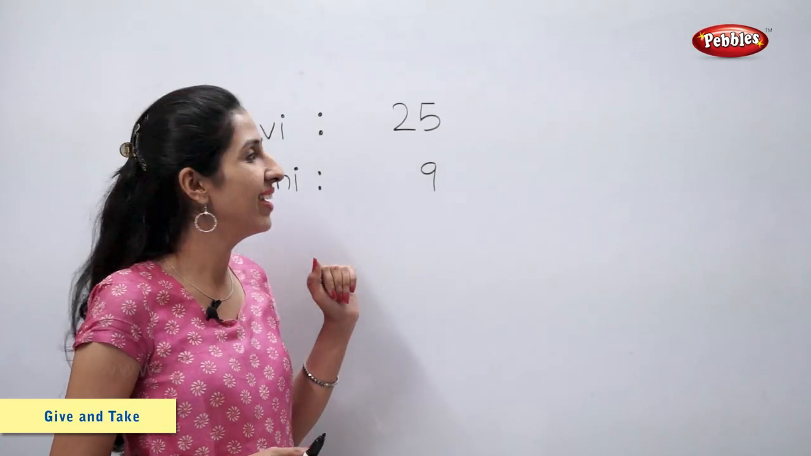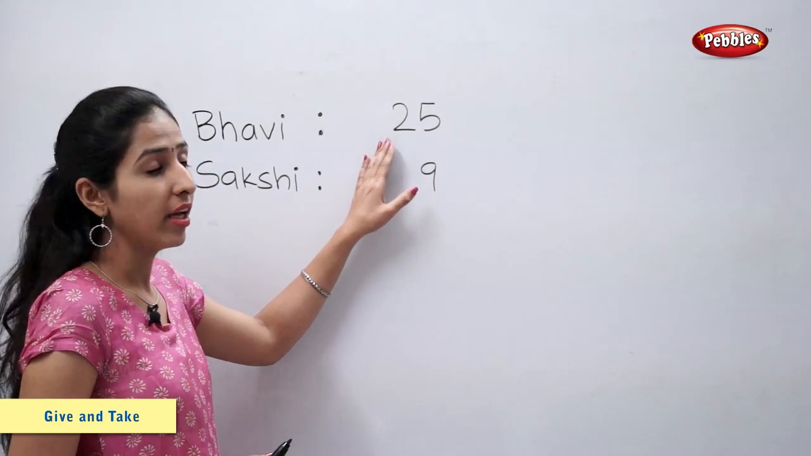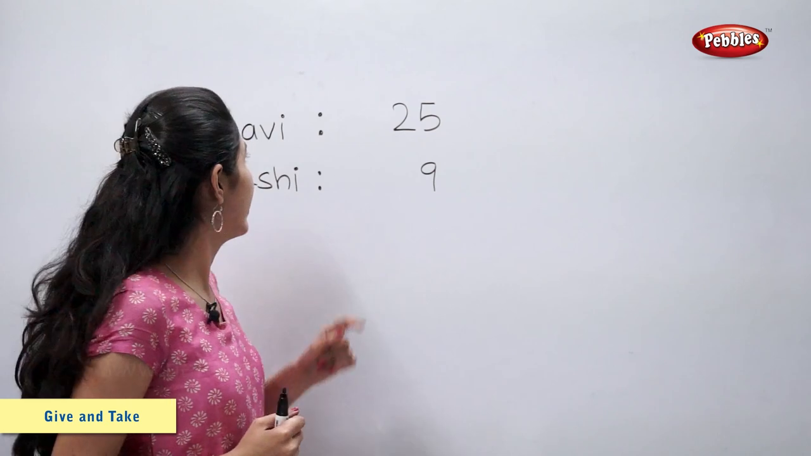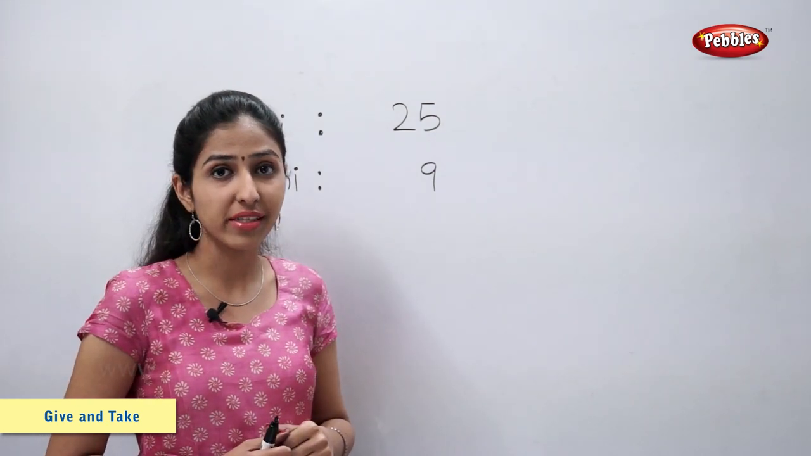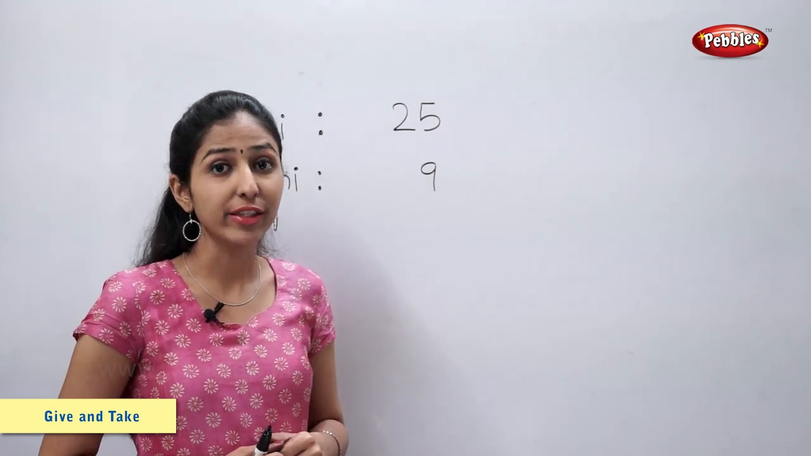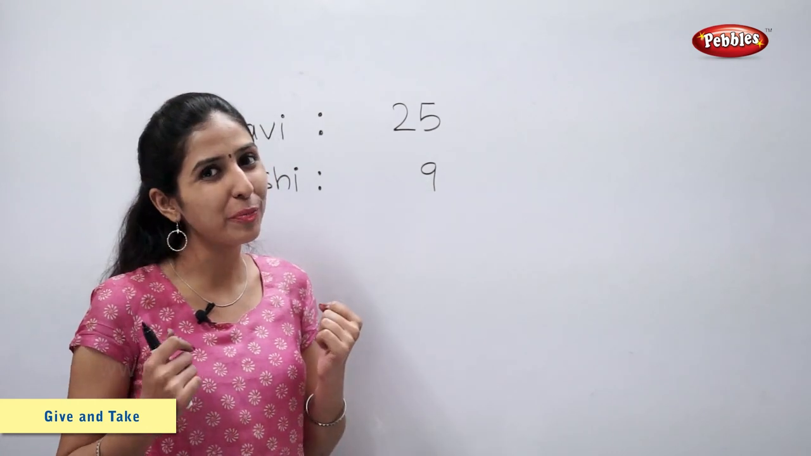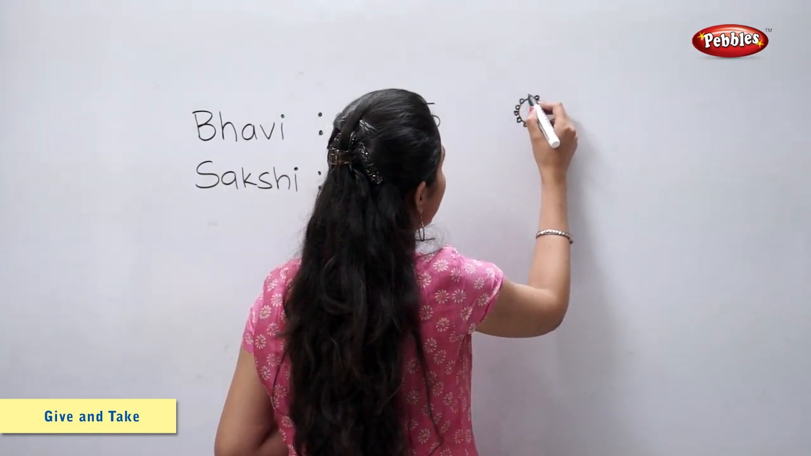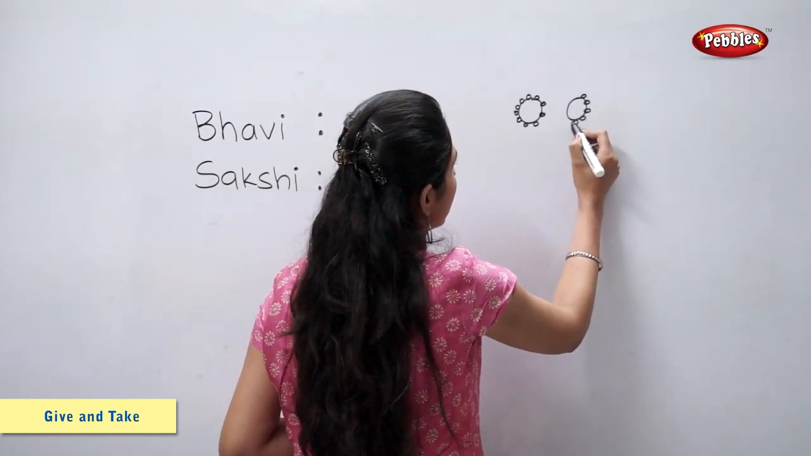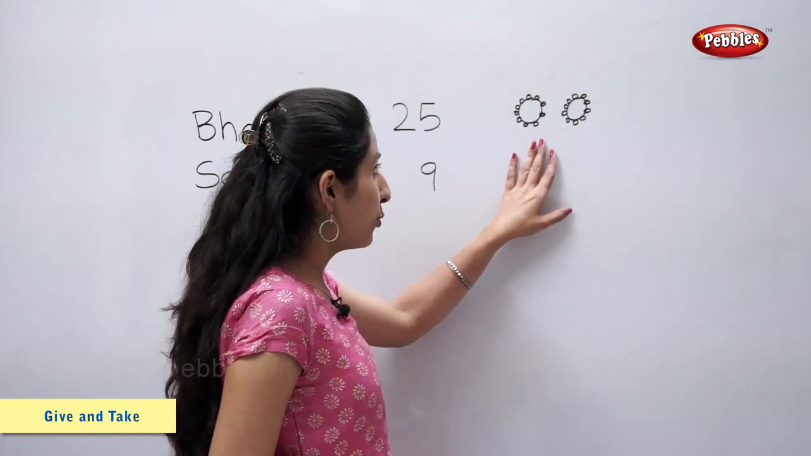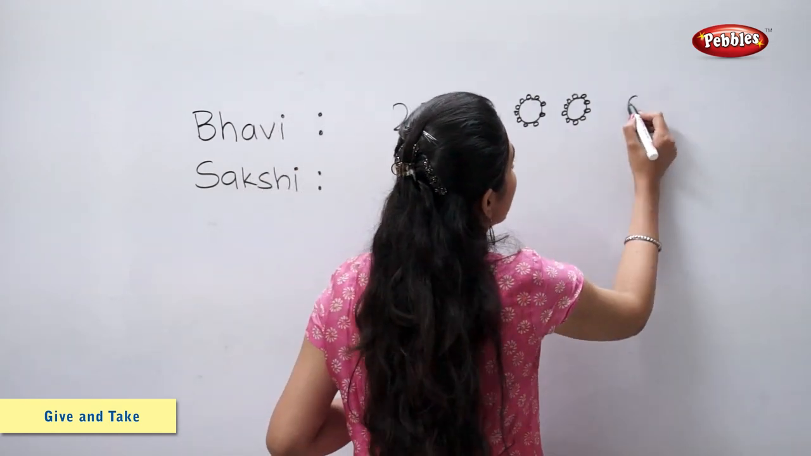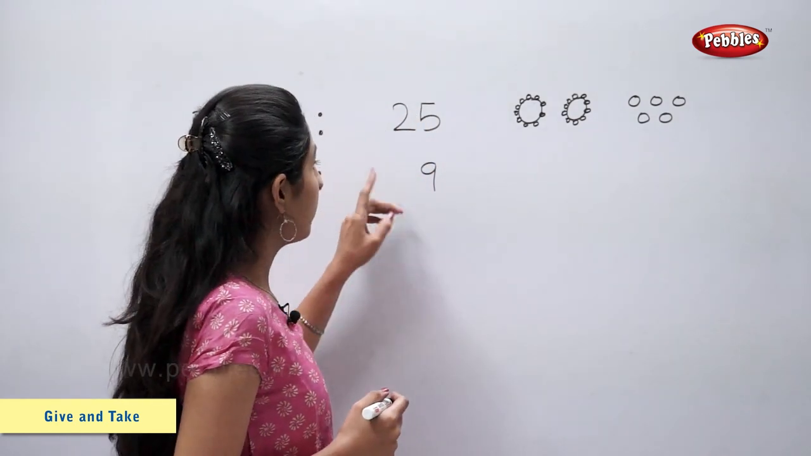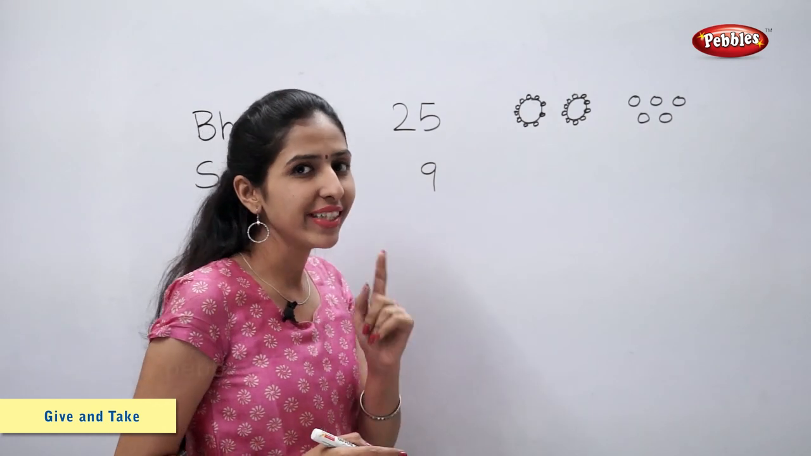Let's solve this example. Bhavi had 25 pearls. She gave 9 pearls to Sakshi. Now, let's find number of pearls left with Bhavi. Bhavi had 25 pearls. That means she had 2 bangles of 10 pearls and 5 loose pearls. Now, she gave 9 pearls to Sakshi. So, let's take away 9 pearls.